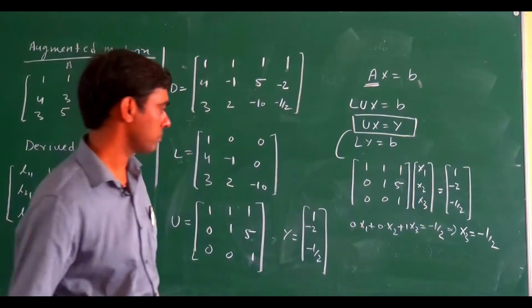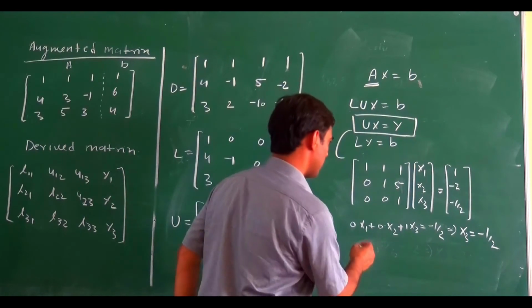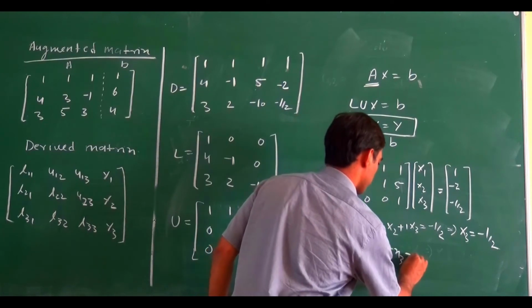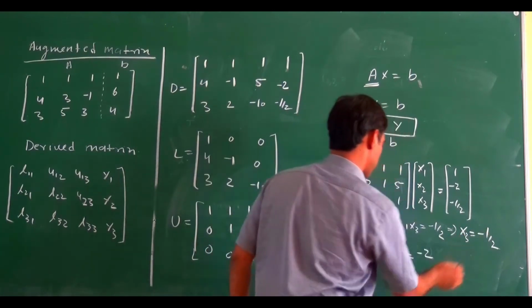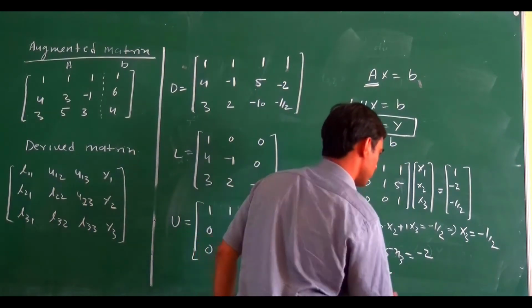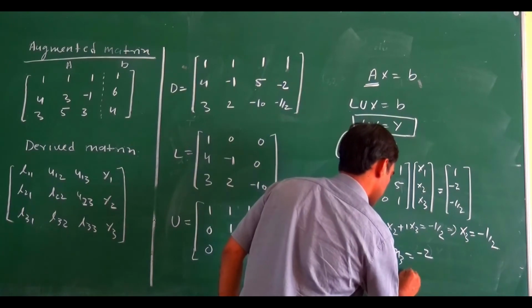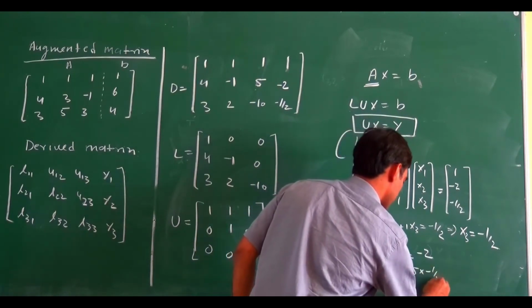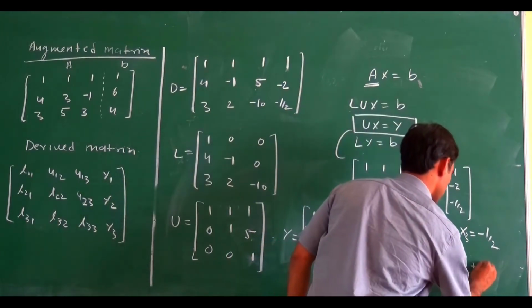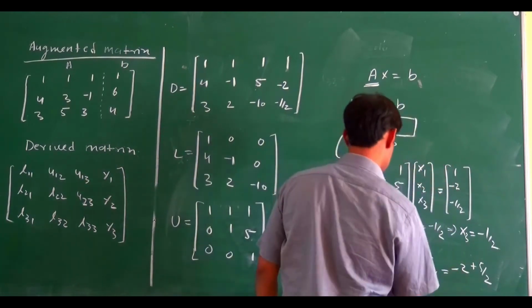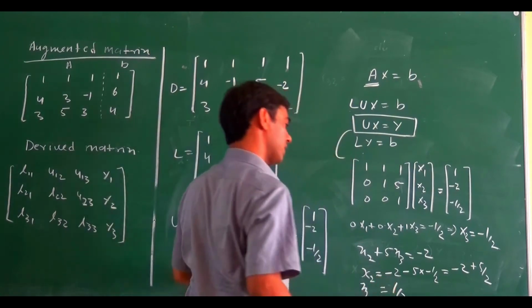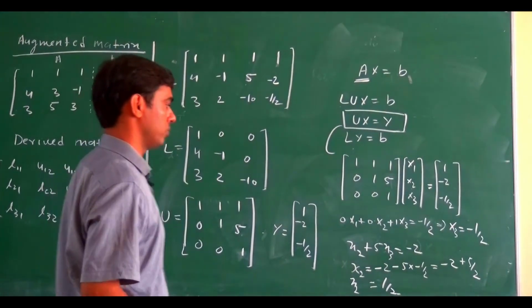Now what is the value? The equation becomes x2 plus 5x3 equals minus 2. If you put the value of x3 as minus 1 by 2, x2 equals minus 2 minus 5 into minus 1 by 2. This becomes minus 2 plus 5 by 2, which is 1 by 2. So x2 becomes 1 by 2.